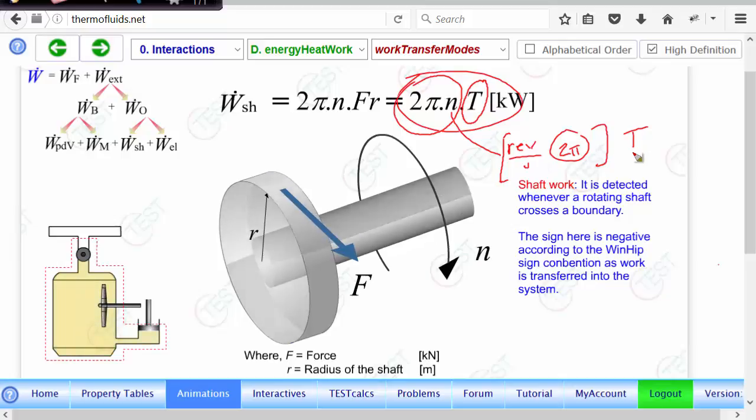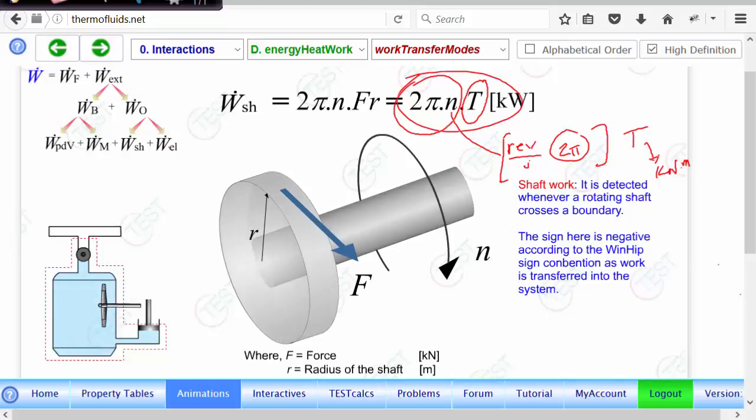The torque has to be in kilonewton meter, and n is in revolutions per second, as I have already said, and that produces the shaft work formula. Again, you're seeing the force times distance over and over.